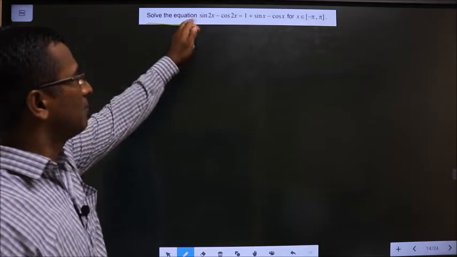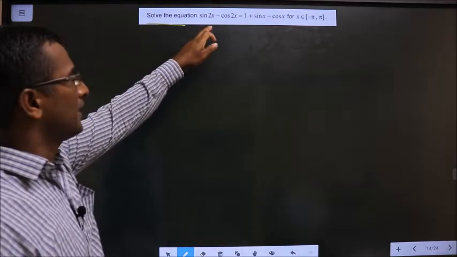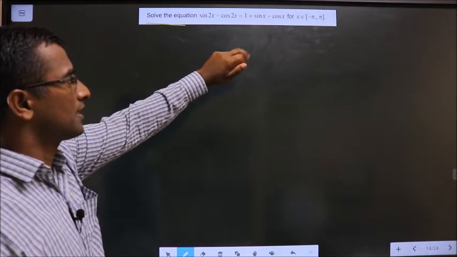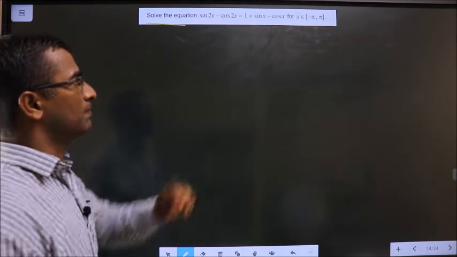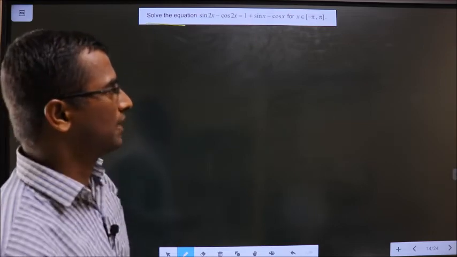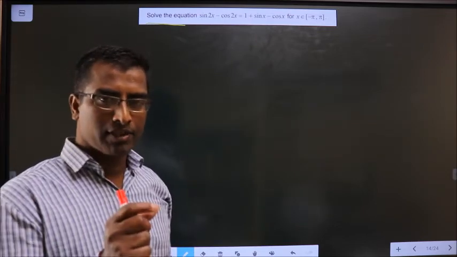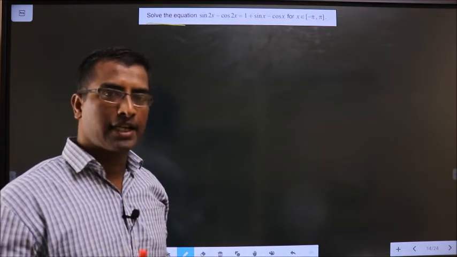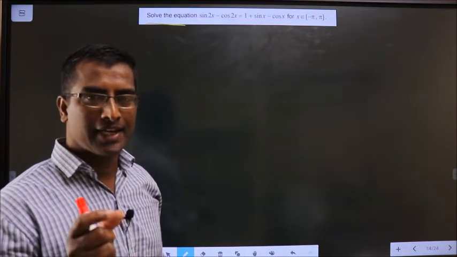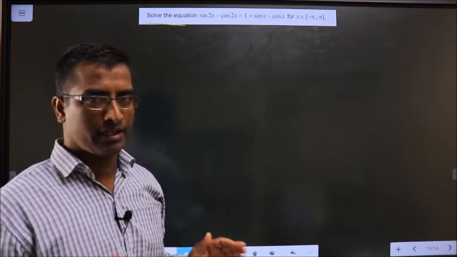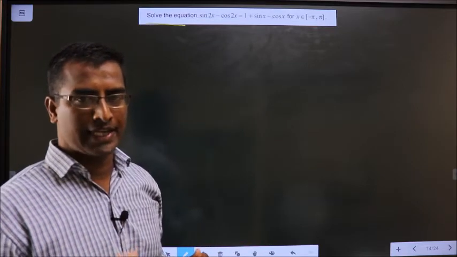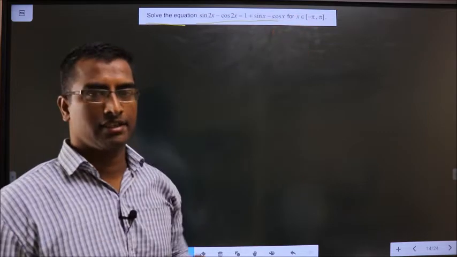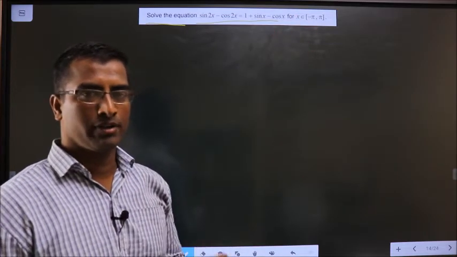Solve the equation sin 2x minus cos 2x equal to 1 plus sin x minus cos x for x belongs to minus pi to plus pi. The interval for x is given in terms of pi. That means you should get the values for x in radians. Clear? Now we should find the values for x in radians satisfying this equation. Okay, now how do we find it out?